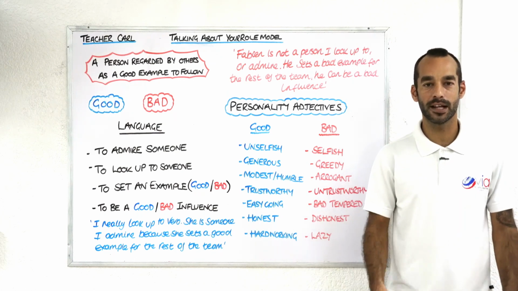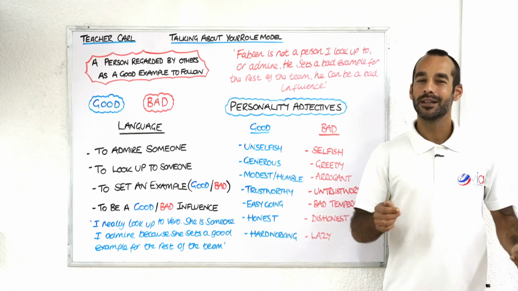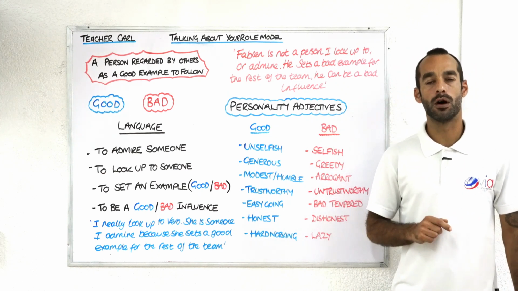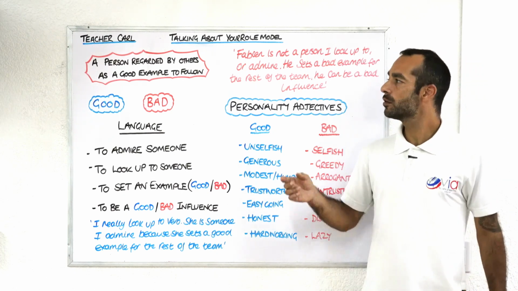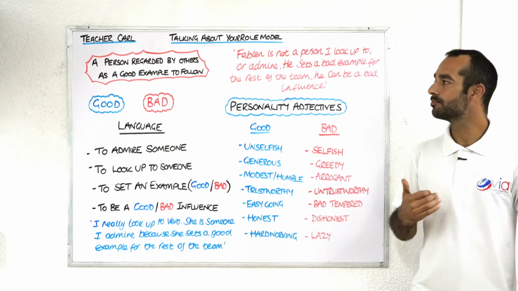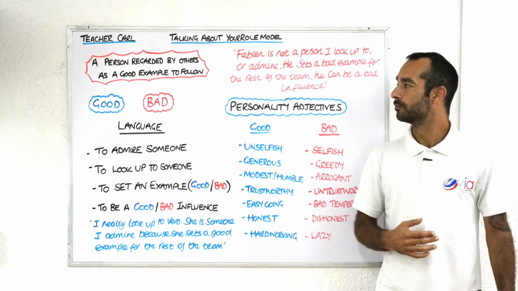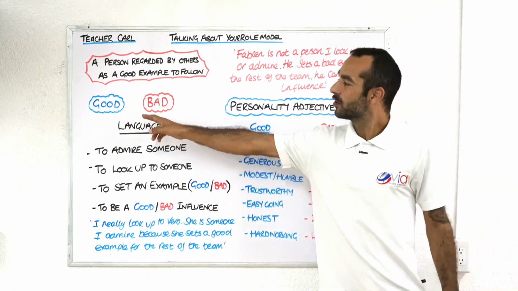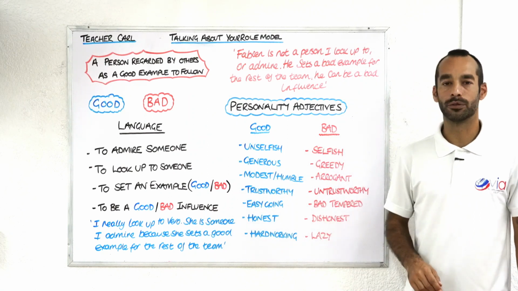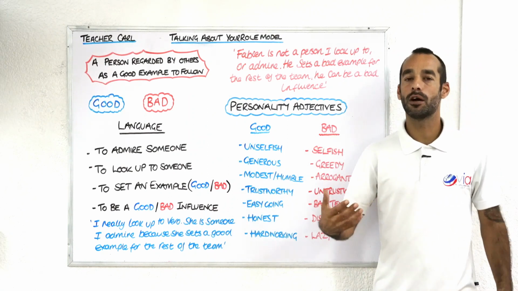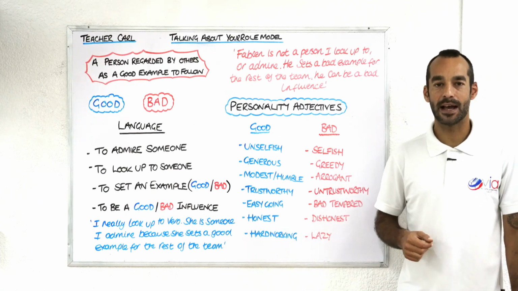It's Teacher Carl, and in today's lesson we're talking about your role model. Now some of you might not know what a role model is, so let's just give a quick definition. A role model is a person that is regarded by others as setting a good or a bad example. And as I've said, we could have good role models or we could have bad role models. Now, role models could come in the form of a teacher, maybe a celebrity, or even a family member.